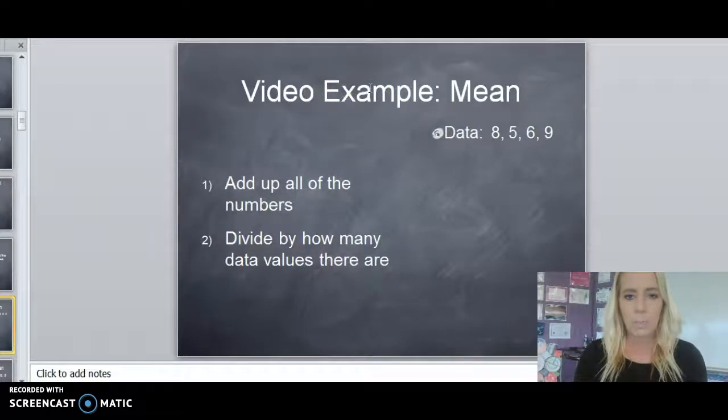So here's our video example on how to calculate the mean. There are 2 steps in calculating the mean, and you're going to write both of these down on your guided notes. The first step is to add up all of the numbers in the data set. The second step is to then divide by how many data values there are in the data set. So our example data set is 8, 5, 6, and 9.